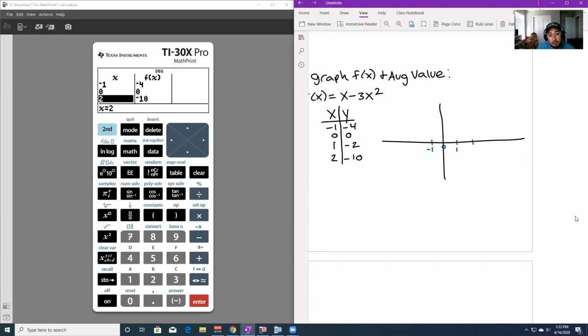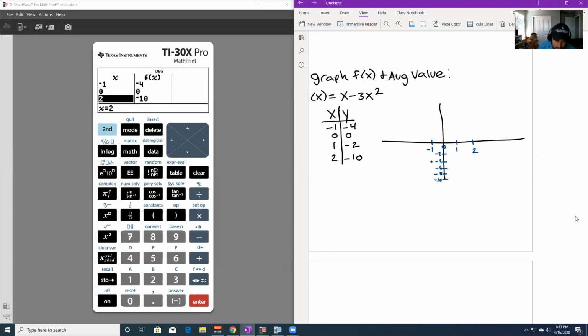And my y values, let's see, it's -4, 0, -2, -10. Oh, so I'm going negative. And I can go by 2s then. So I have -2, -4, -6, -8, -10. Okay, and let's plot.